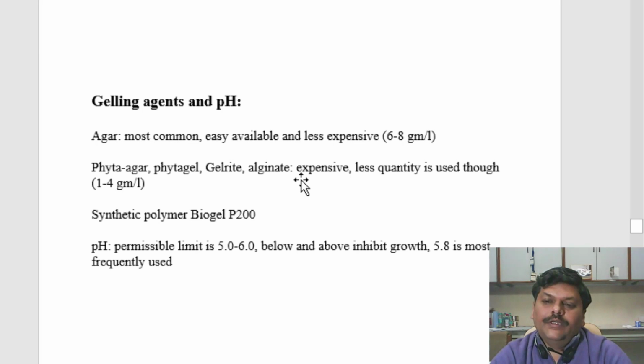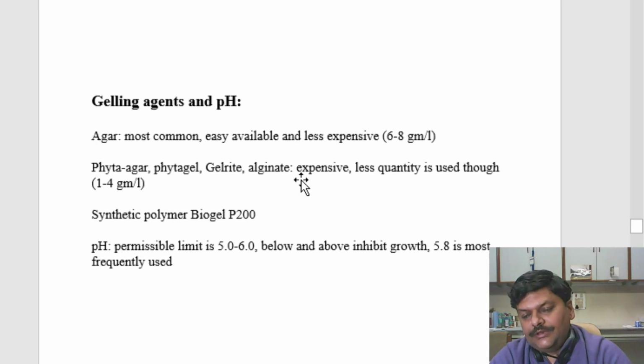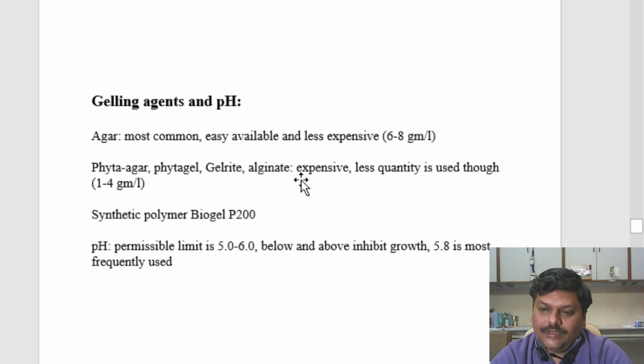If we do not provide gelling agent, then the nutrient media remains in liquid form. When we provide gelling agent, then our nutrient media becomes solidified. There are purer forms of agar which are sometimes used in plant tissue culture. They are called phytagar, phytagel, or gelrite. And these days a synthetic gelling agent is also used, which is called Biogel P200. All these chemicals are used for solidifying our nutrient media.